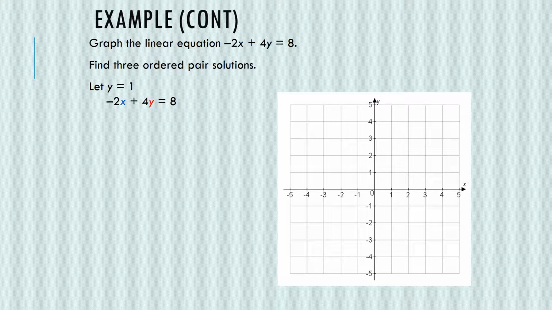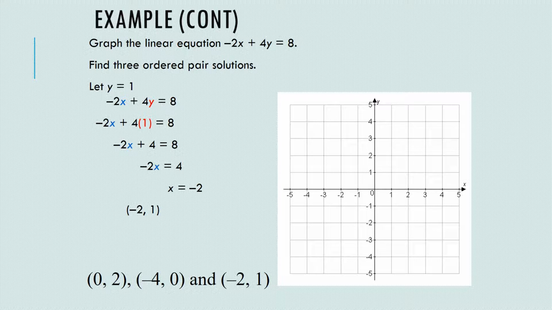I plug in 1 for y. It doesn't matter if I plug in 1 for x. Just y was positive, so why not? Plug it in, simplify, and I get -2x plus 4. And then I'm going to subtract 4 from both sides, and I get -2x equals 4. And then I divide both sides by -2. So I get x equals -2. So my third and final point is -2, 1.